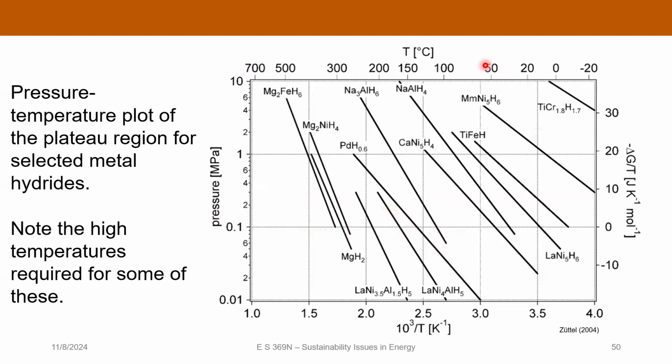And some of these have temperatures that actually work pretty well. So for example, sodium aluminum hydride, you can charge this at 50 degrees Celsius and 1 atmosphere. That's pretty easy, actually. But some of these other ones, like magnesium iron hydride, you can do it at relatively low pressures, but the temperatures are very high. So some of these work better than others, but that's generally what we're looking at as far as that charging goes.